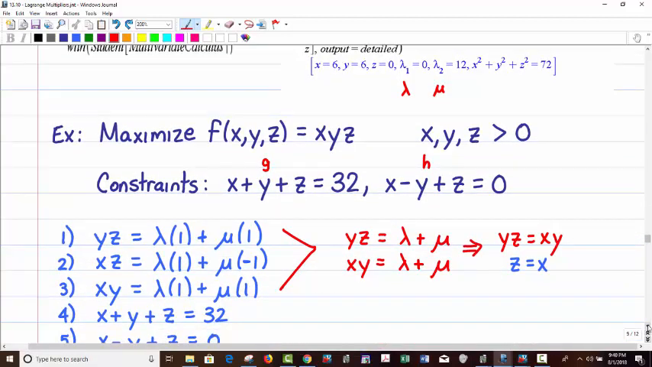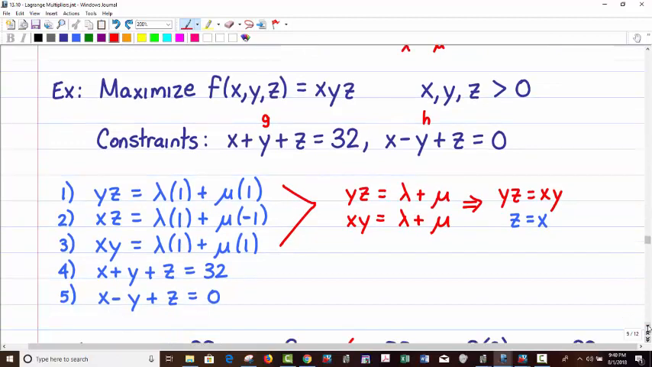All right, here's another one. Trying to maximize f of xyz equals xyz with constraints. It looks like a 9 there, but that's really letter g. There's h, so x plus y plus z must equal 32, and x minus y plus z will equal 0. This time we're saying they're all positive. And it kind of has to be for this one, because you're probably not going to have a maximum value of 0. So 0 would wipe out everything here.